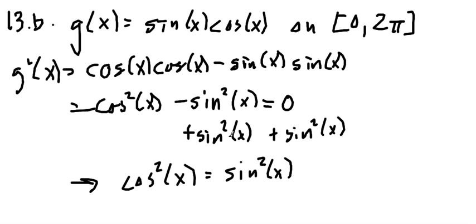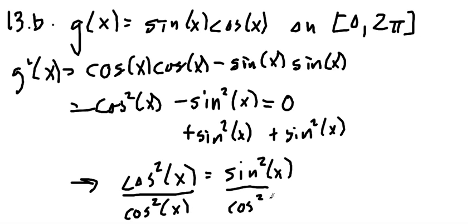Okay. You really might be tempted to take a square root here, and I suppose that's fine. That would tell you that cosine of x is equal to plus or minus sine of x, but that's a weird looking sort of trig equation. Why don't we try this? I'm going to divide both sides by cosine squared. Why would I think about doing that? Because sine over cosine is equal to tangent. So this gives me 1 is equal to tangent squared of x.